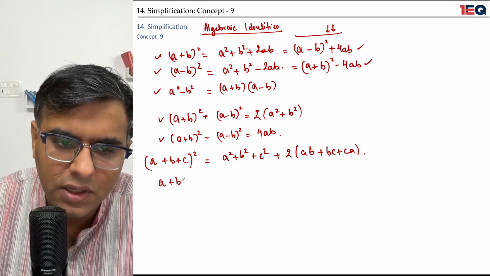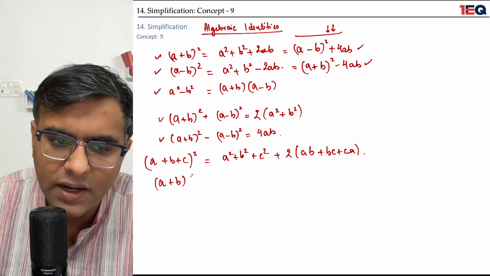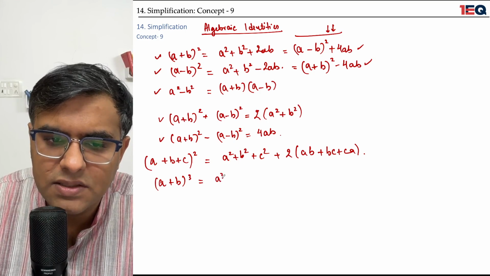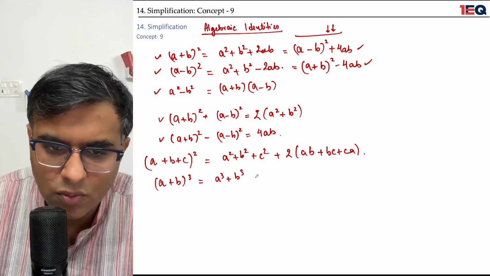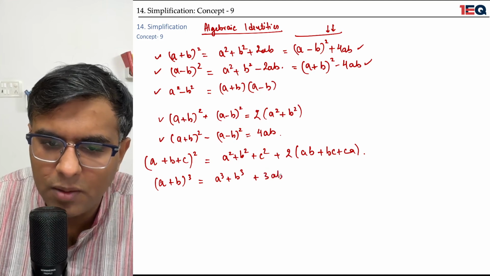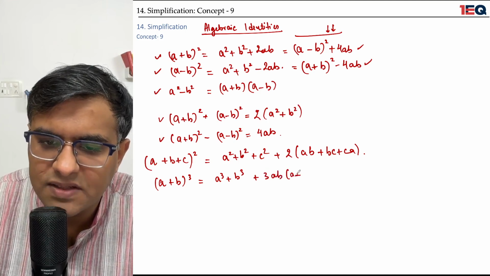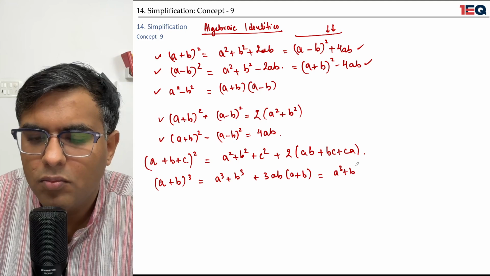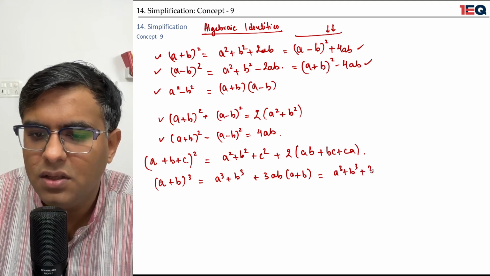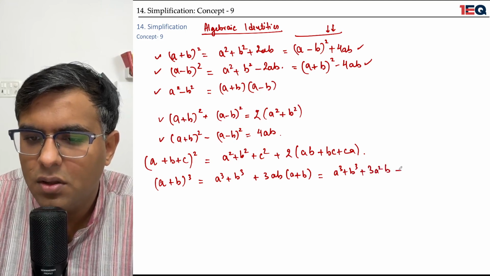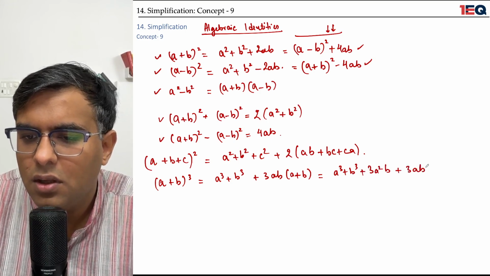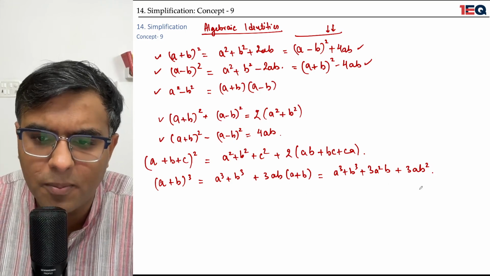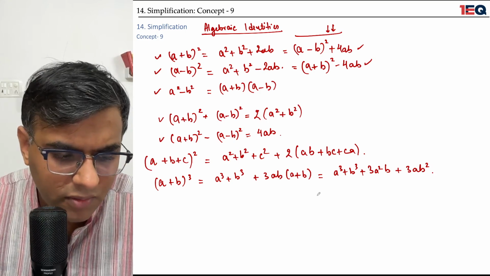Then I can also take it to the cube side, (a plus b) whole cube. (a plus b) whole cube would give me the answer as a cube plus b cube plus 3ab times (a plus b). There is another way of writing it: a cube plus b cube plus 3a square b plus 3ab square. Okay, this is nothing but the same thing, just a more expanded form of what I was talking about previously.